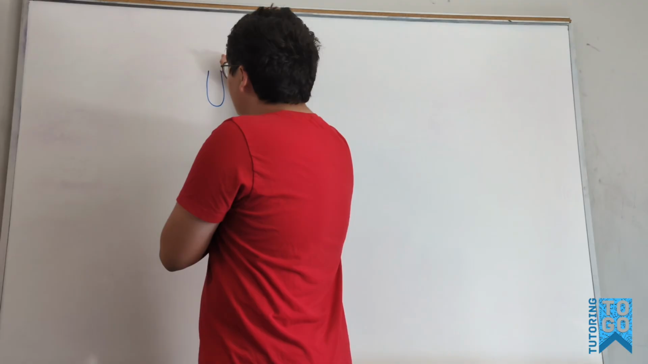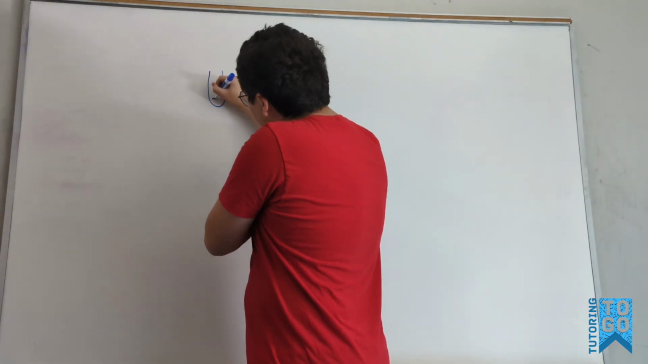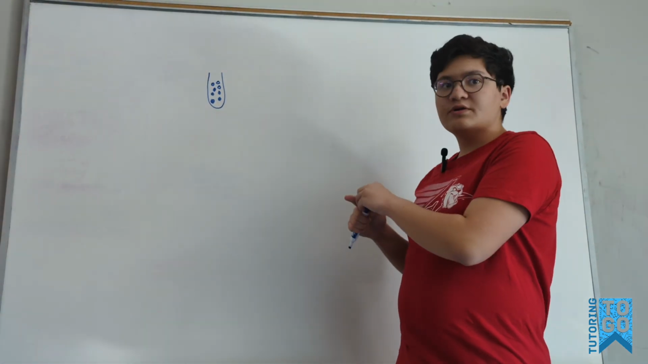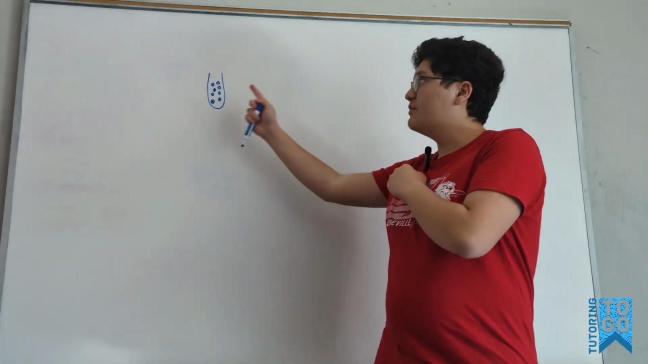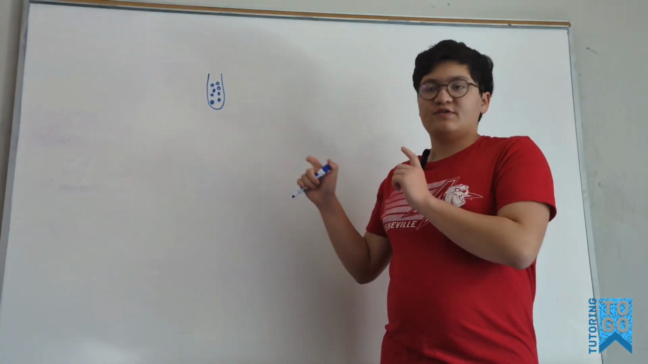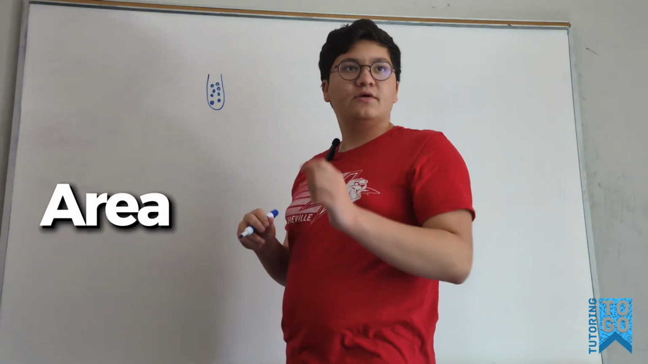So let's say this is a bag, and in this bag we've got 5 blue marbles and 3 white marbles. So what are the odds of picking a blue marble out of the bag if I picked one blindly? There are a few ways we could represent this. First of all, there is an area chart.